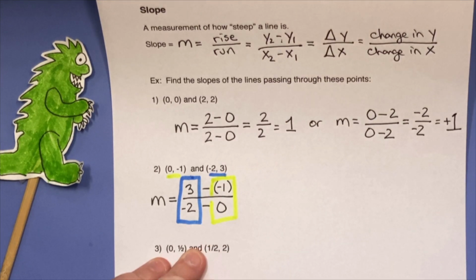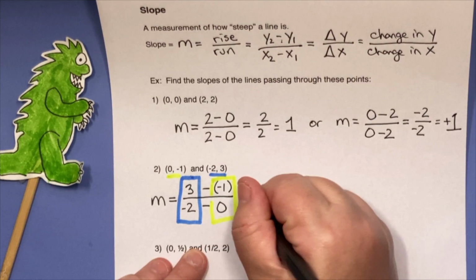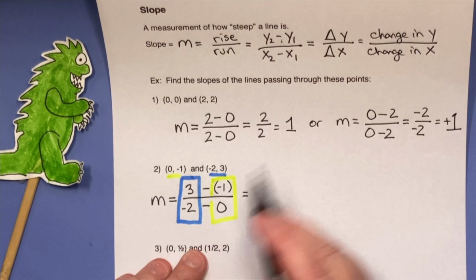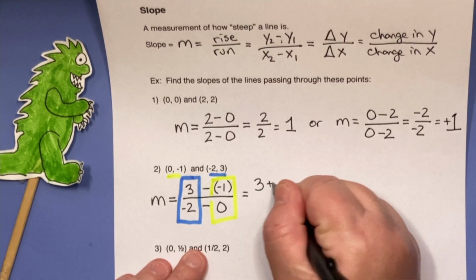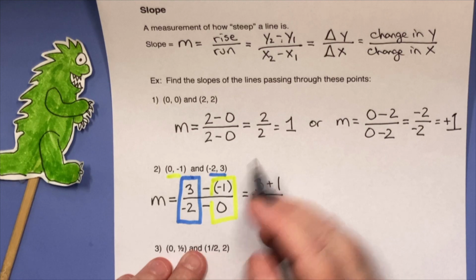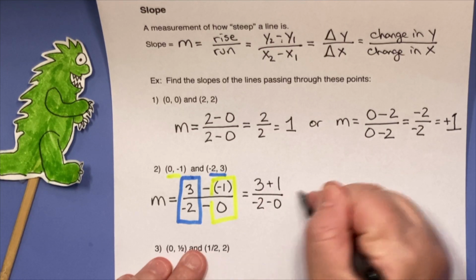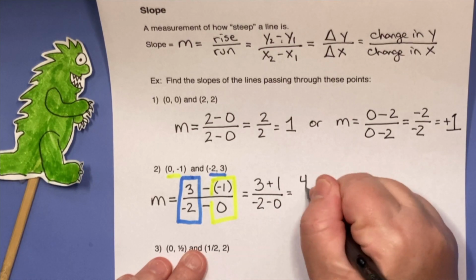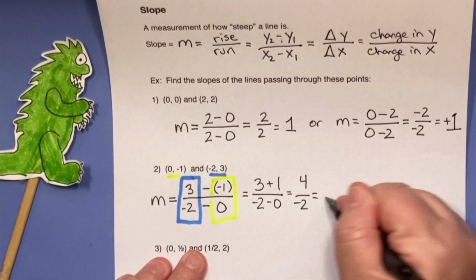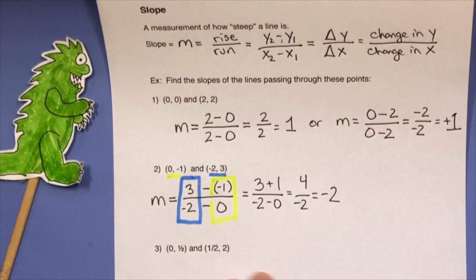So if I do it this way, I get 3 minus a -1, or 3 plus 1, all over -2 minus 0. So I get 4 over -2, and so the whole thing is -2.